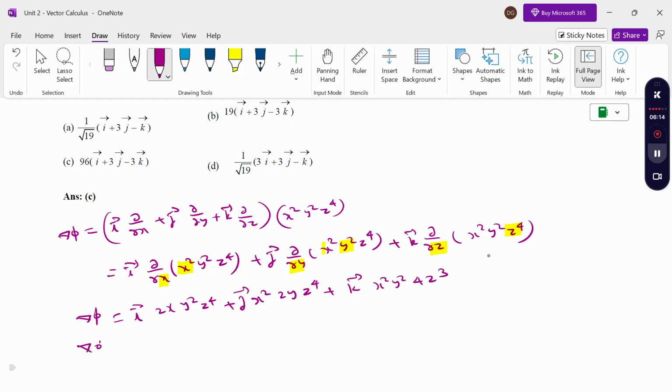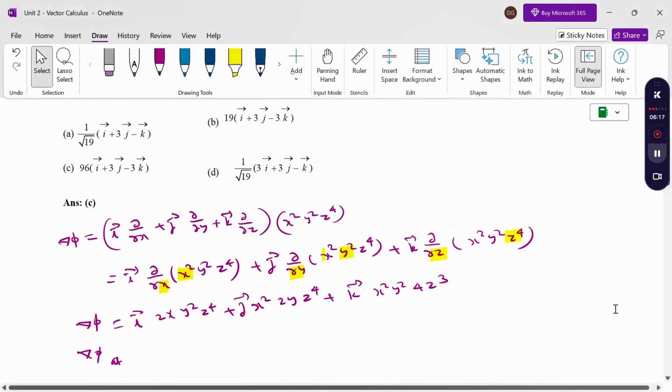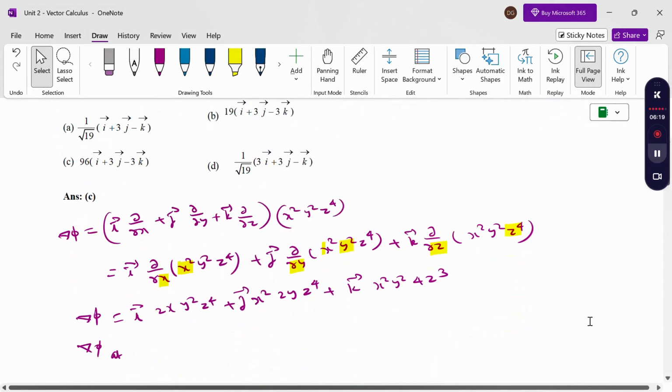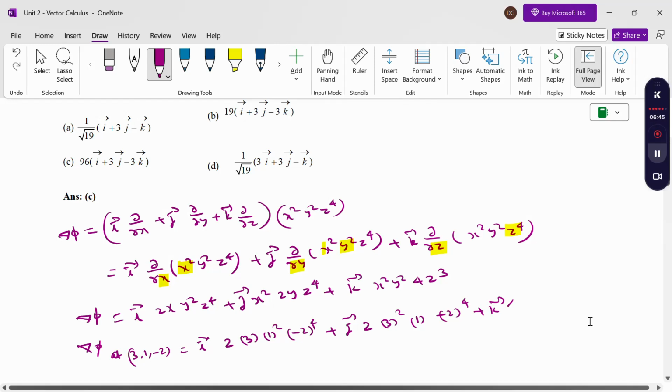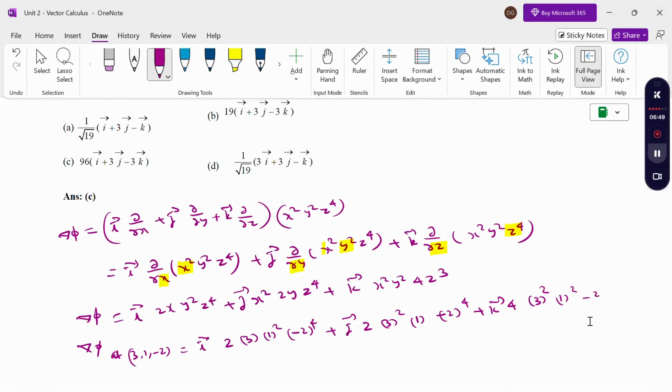Now substitute the point 3, 1, minus 2 in del phi. So I vector 2 into 3 and 1 square, minus 2 power 4, plus j vector 2 into 3 square into 1, minus 2 power 4, plus k vector 4 into 3 square, then 1 square, minus 2 cube.